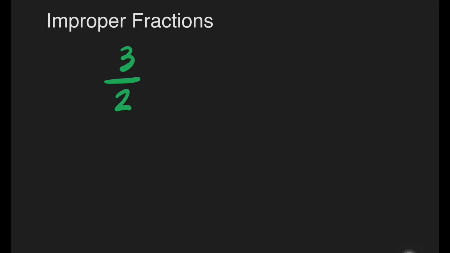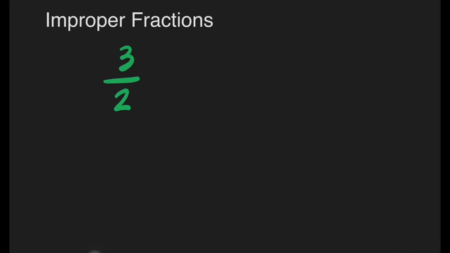Improper fractions always have a bigger numerator than their denominator. And of course, if we're going to change it into a mixed number, it will be equivalent to more than 1 whole or equal to 1 whole. To visualize 3 halves, it is better if you draw a diagram. So let's have 3 halves.